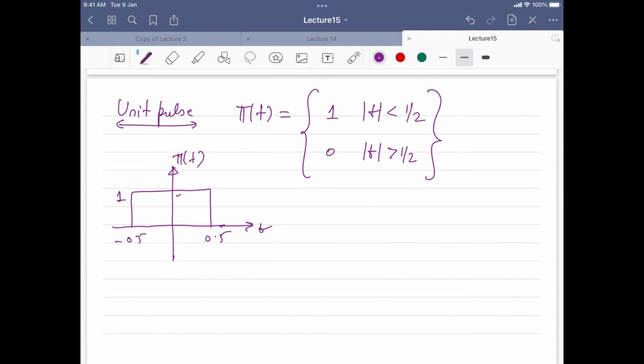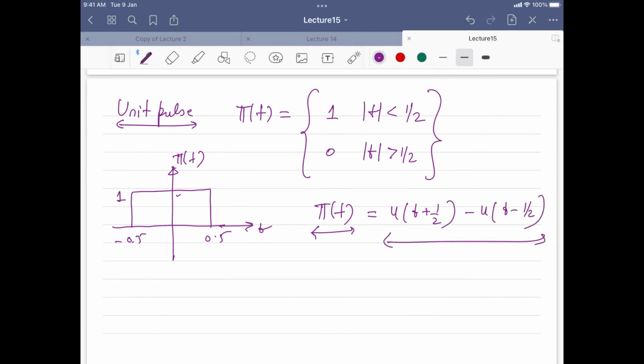These things will come when you will be doing transient analysis later down. So all these expressions will be used at that time, some of them, not all. So it's your exercise to do that. You have to do it yourself, that this unit pulse can be written as u(t plus half) minus u(t minus half).